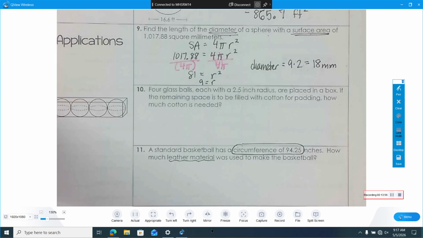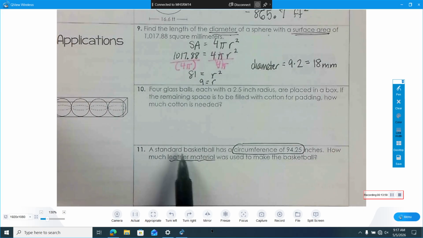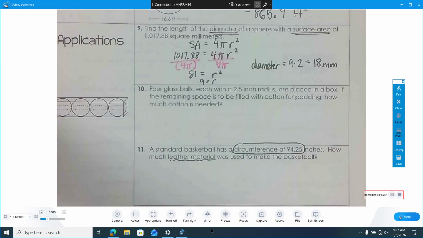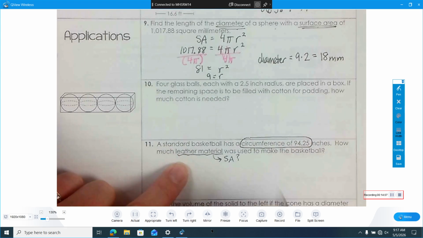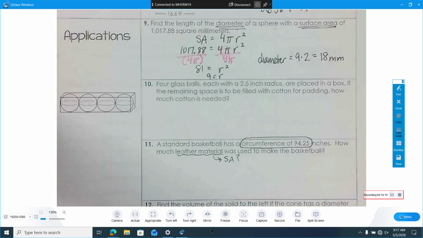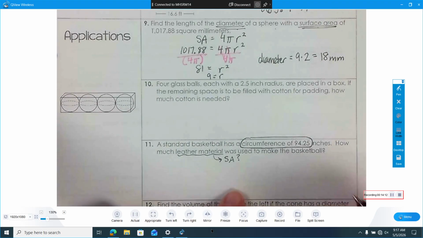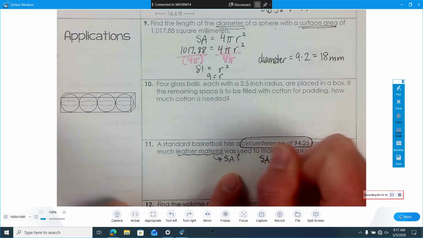All right, so first of all, if they're asking how much leather material, what are they talking about? The surface area, yeah? So how much leather material? They want to know the surface area. All right, do I know a formula for surface area? Yeah, the surface area is what?